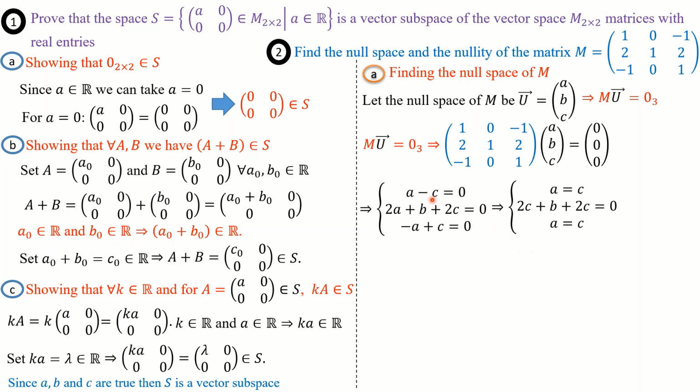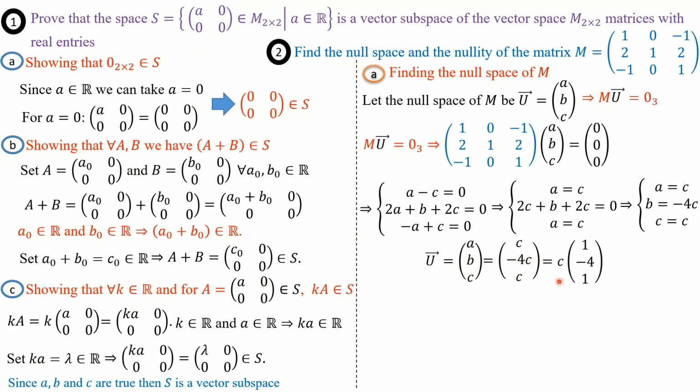So with that, we can look for A in the first equation. A will be equal to C. In the last equation, A is also C. Now I can replace A with C here, and I get 2C plus B plus 2C equal to 0. Now here I have 4C plus B equal to 0, meaning B is negative 4C and C remains C. So my vector U, which is the null space of my matrix M as supposed, can be written as C, negative 4C, C. Those are the entries because A is C, B is negative 4C, and C is C. We can factor out our C and we get this.